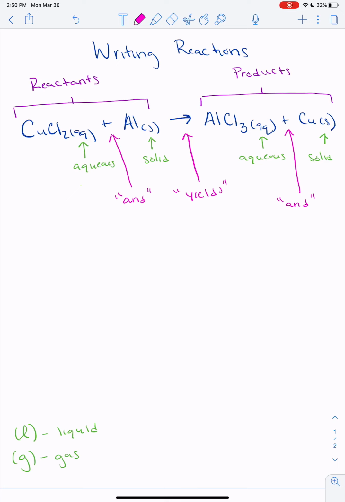So how we would do this, I would say, okay, we know this is aqueous, so I write aqueous first. CuCl2: Cu is copper, Cl is chlorine, and if you remember, this is a transition metal, so I would say copper(II) chloride. Okay, aqueous copper(II) chloride, and, okay, so we're moving on to our next part. So this is solid. And Al, if you look on your periodic table, is just aluminum. Then we put this yields.